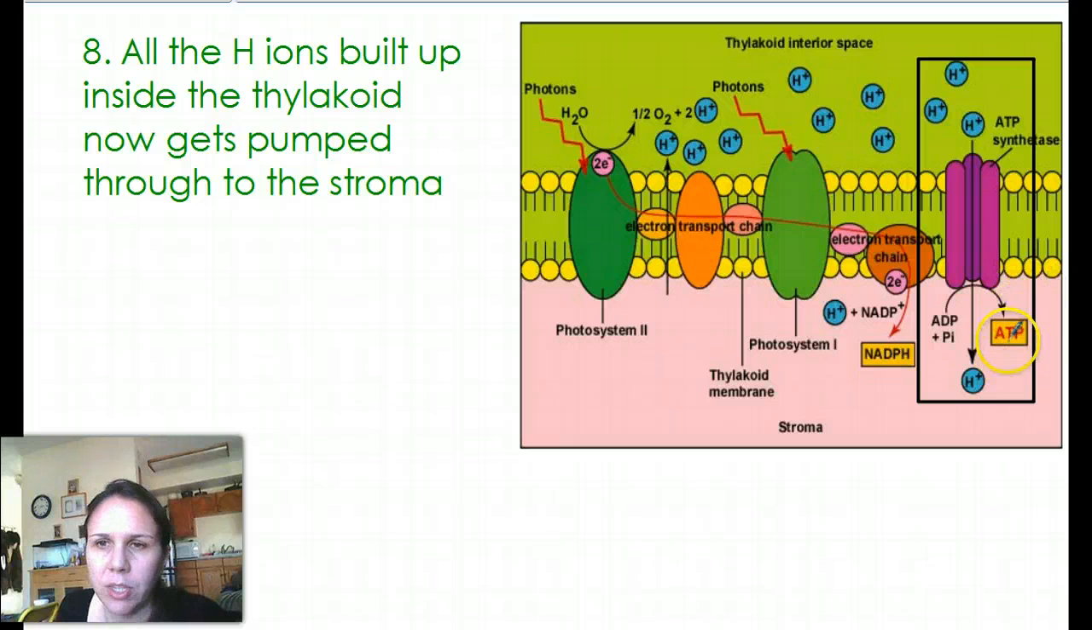So, what do I do with this charged up ATP and this charged up boat full of passengers in NADPH?